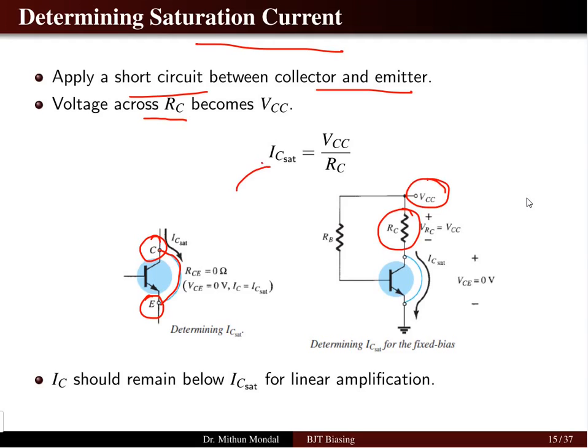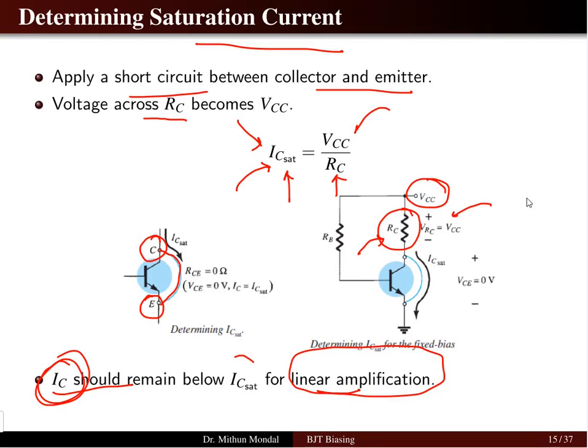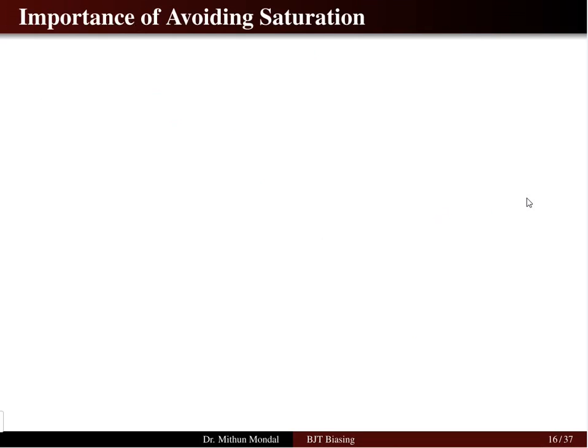So the maximum collector current, or the collector current at saturation, will be equal to the voltage, which is VCC, divided by its own resistor, that is the collector resistor RC. So this is the maximum collector current. When you do linear amplification, the usual collector current IC should always remain below this collector saturation current. Only then will you have proper linear amplification.